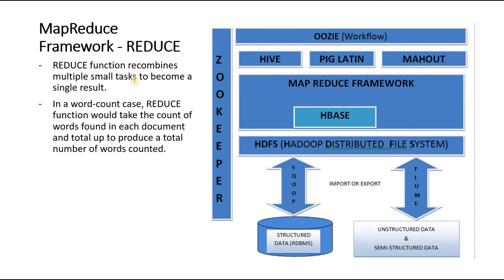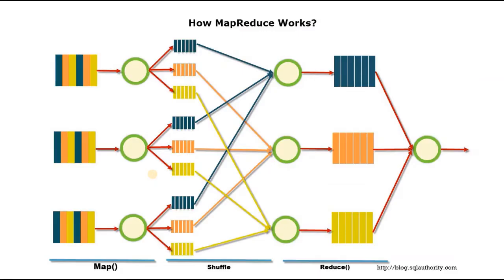Next, on the reduce phase, the reduce function will recombine multiple small tasks to become a single result. So in the word count case, the reduce function would take the count of words found in each document and then total them up to produce the total number of words counted. So this is how MapReduce works.